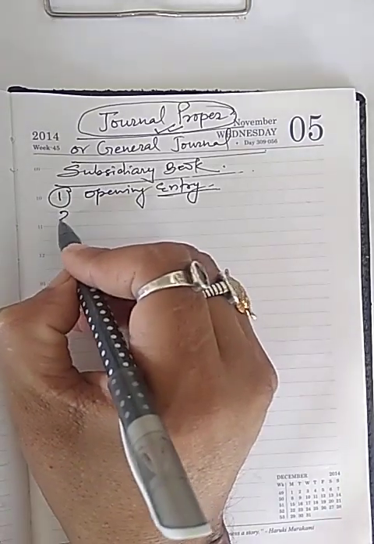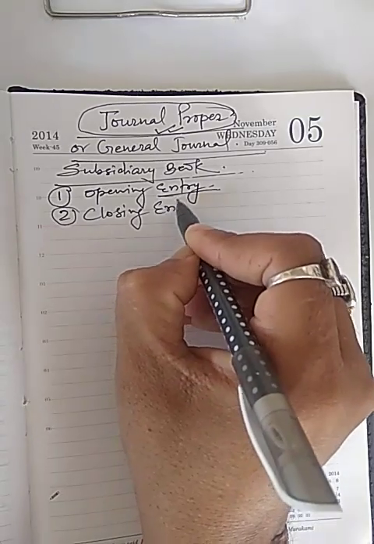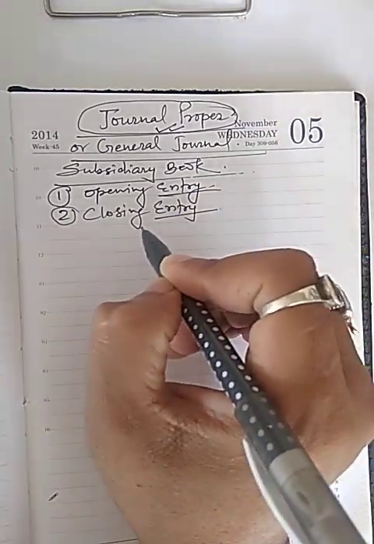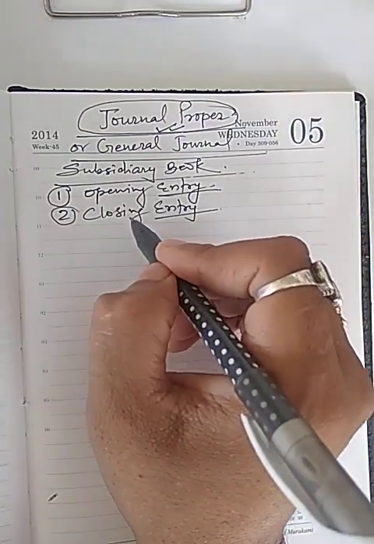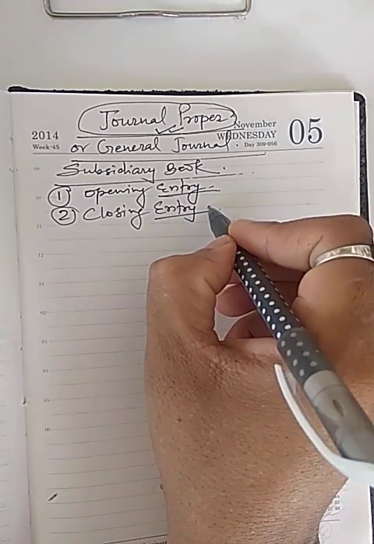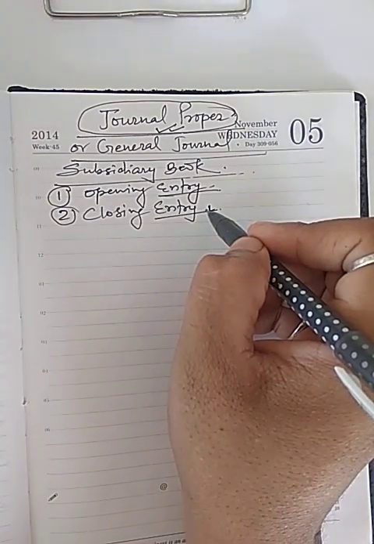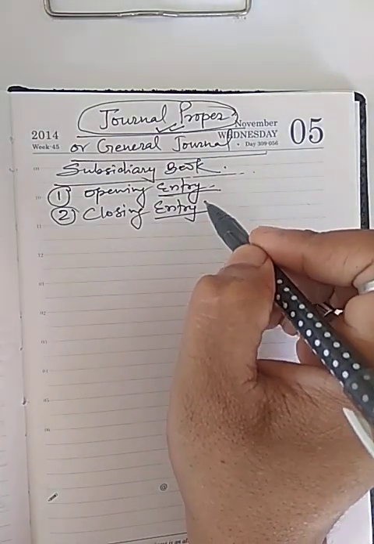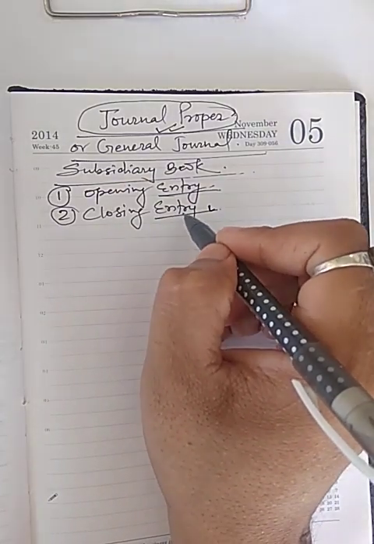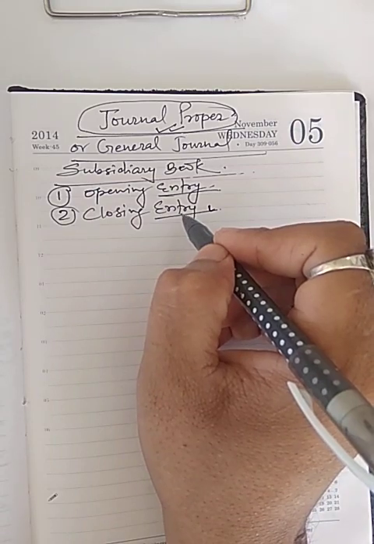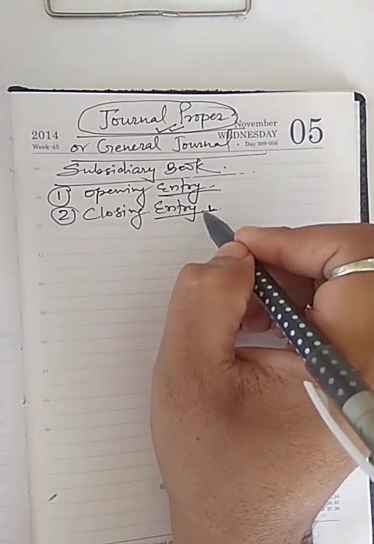Second is closing entry. At the end of the accounting period, a trading and profit and loss account has to be prepared to ascertain the net profit. For this purpose, the nominal accounts have to be closed by transferring their balances to this account. The entries passed for this purpose are called closing entries.